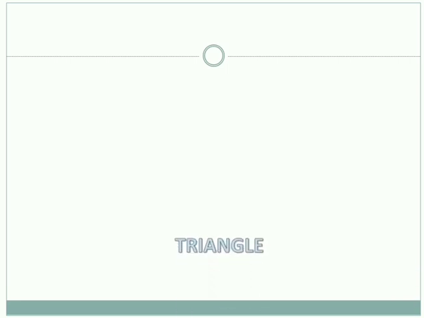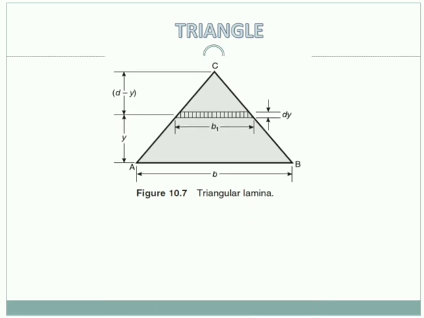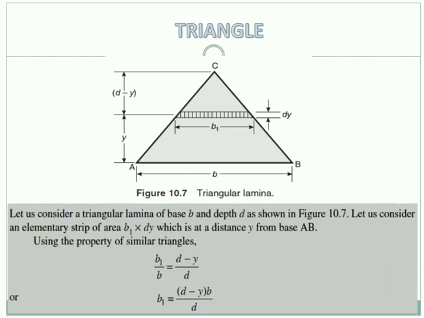So next, moving on, let us take one more common figure, which is a triangle. Now in this case, I have a triangle ABC. The total area is divided again into an elemental strip of width b1, which is at a distance y from the base, and the remaining height is d minus y, where d is the total depth of the triangle. You can take the term h or you can take the term d, it doesn't matter.